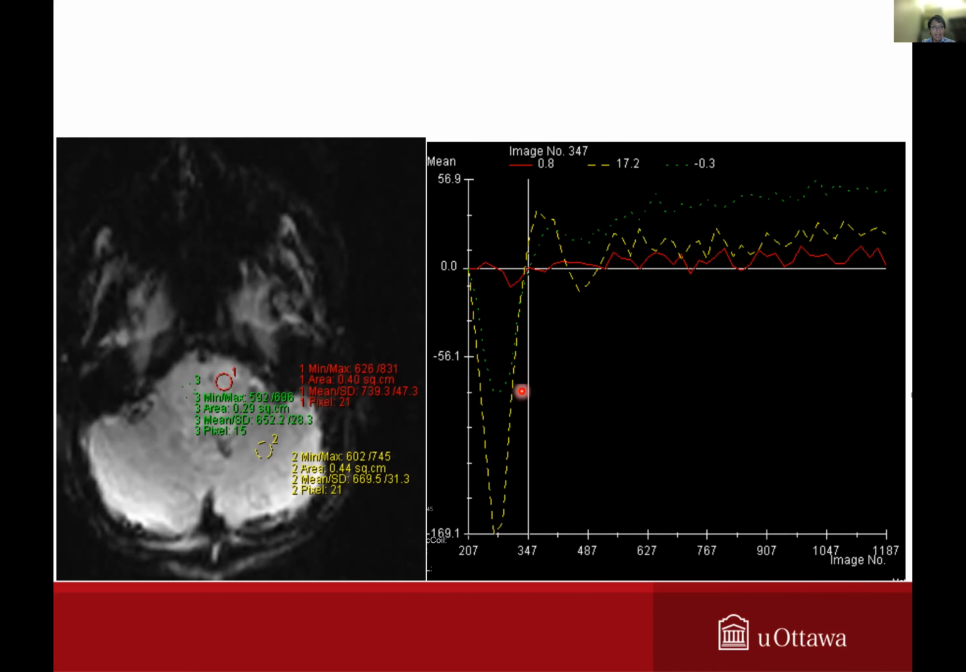And here, this is the area of cystic changes in the center of the necrosis, where you can see that the curve is quite flat. So this was a patient with radiation necrosis.